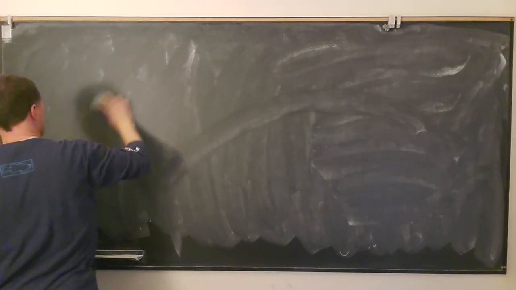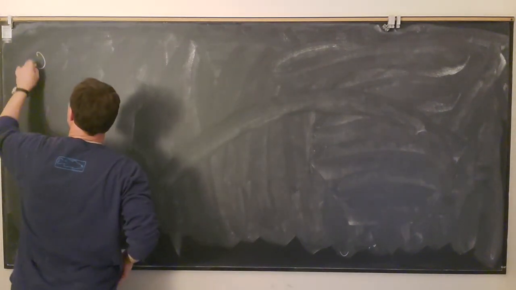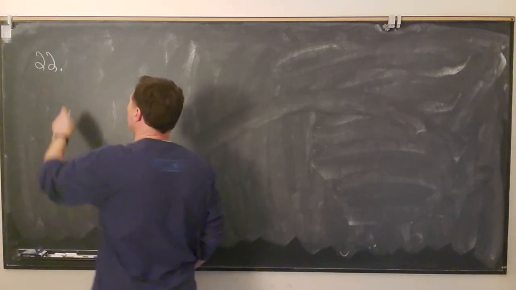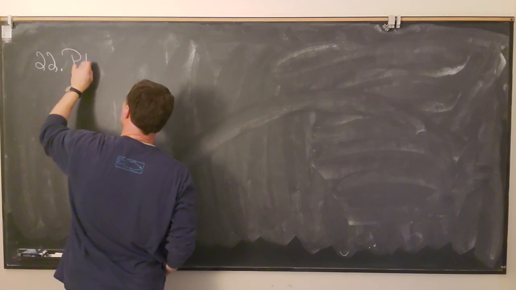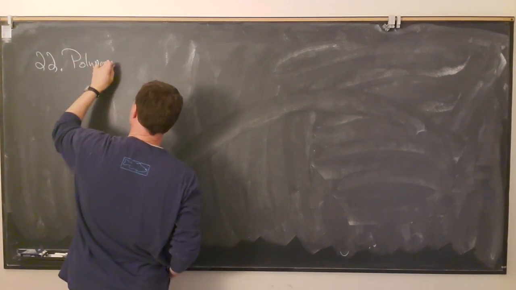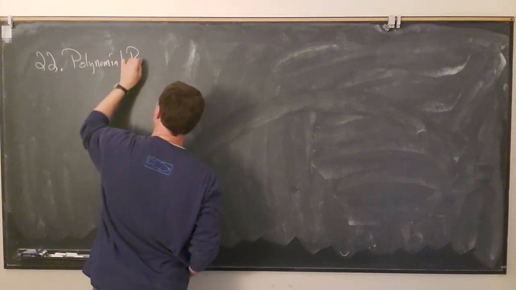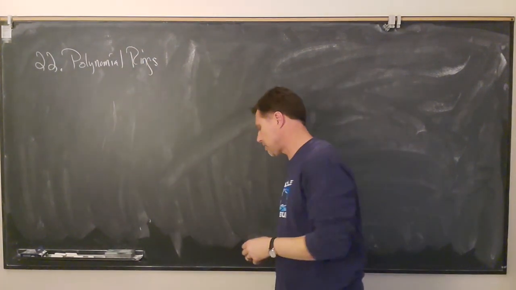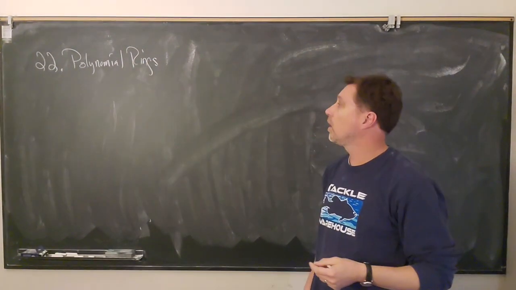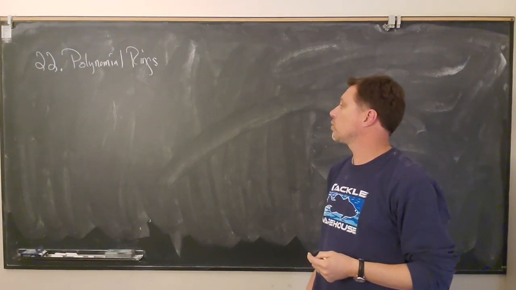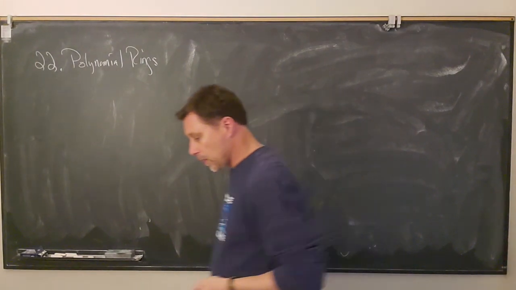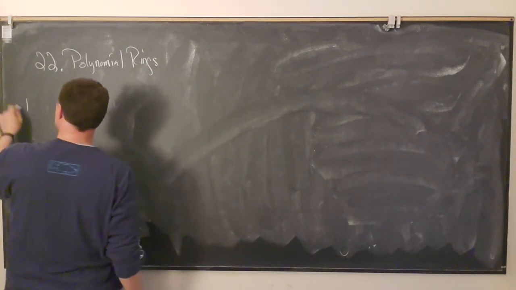And now we're going to move on to a new chapter. This is chapter 22, and we're going to study polynomials now, so polynomial rings. Polynomial rings are a major part of the study of rings. It's one of the motivating factors for why one would want to study rings. So we start off with a definition.